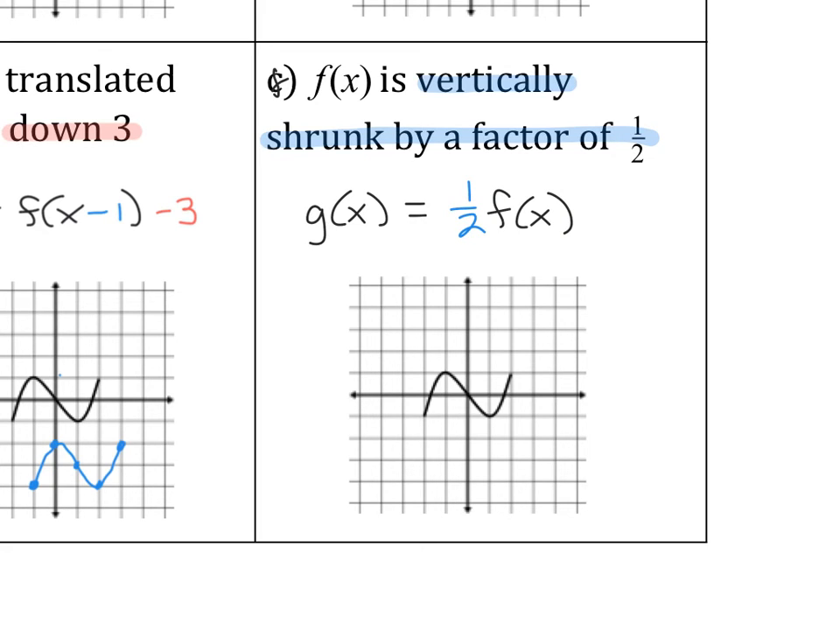Again, notice since it's a vertical transformation, we want to make sure the change is not grouped with x. Now for this, kind of similar to the vertical stretch, we'll just multiply all of our y values by 1/2. So our graph will only be going half as high, and it will look something like this.